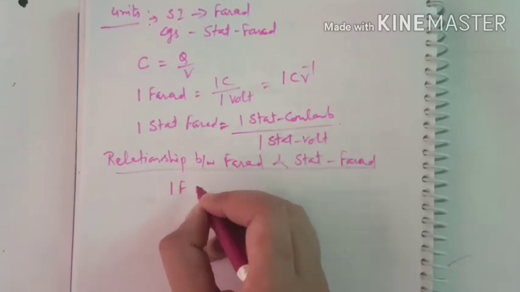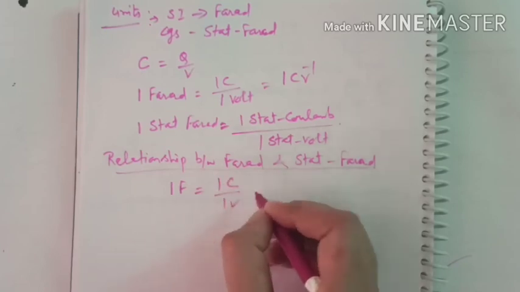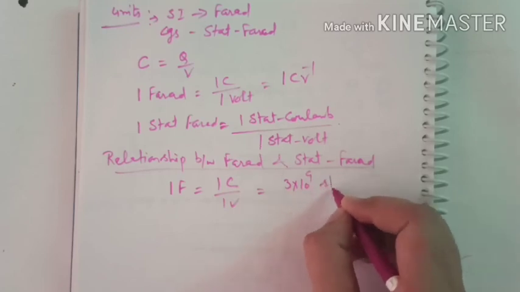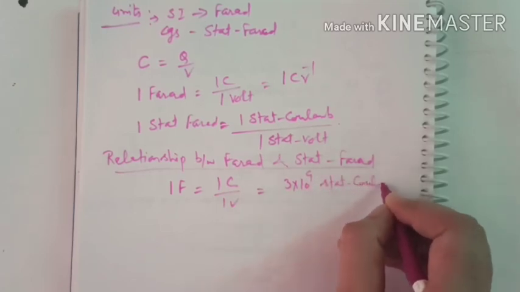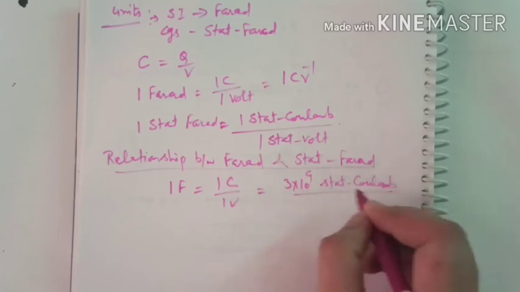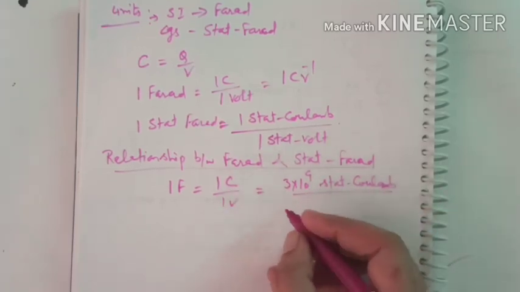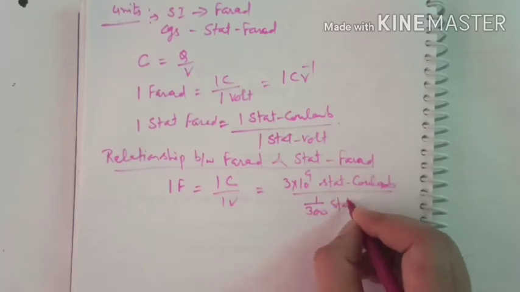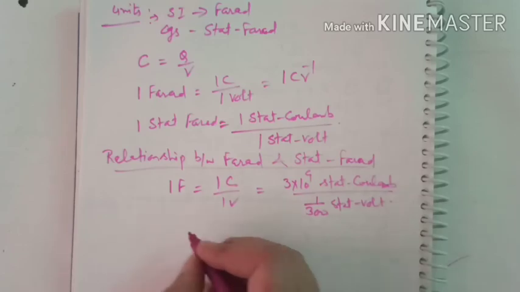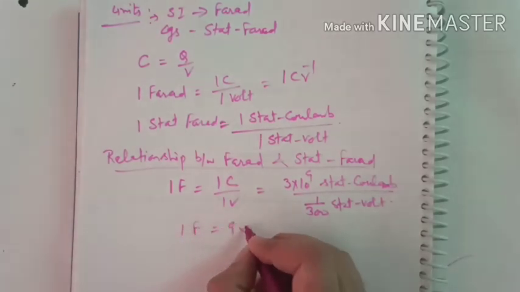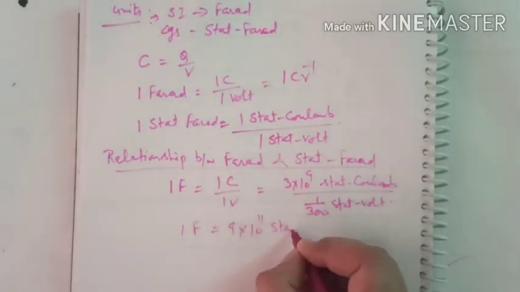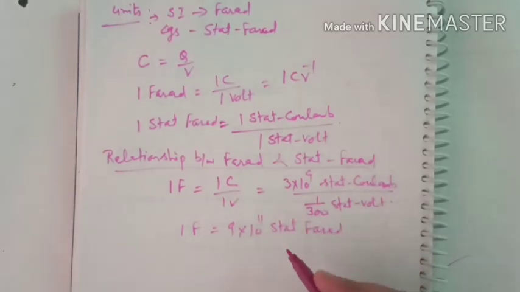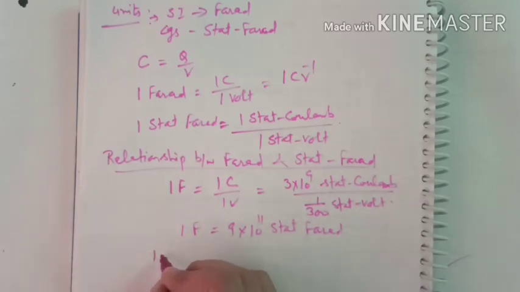1 farad is equal to 1 coulomb over 1 volt. 1 coulomb is equal to 3 into 10 raised to power 9 stat coulomb. This is the conversion from SI system to CGS. And 1 volt is equal to 1 over 300 stat volt. So 1 farad is equal to 9 into 10 raised to power 11 stat farad. This is the conversion from 1 farad.